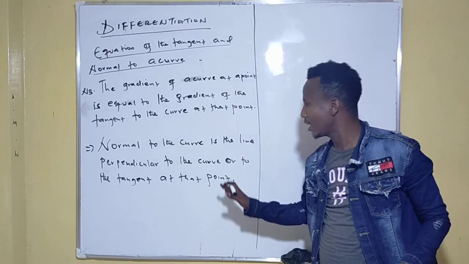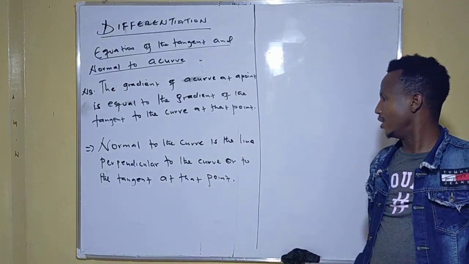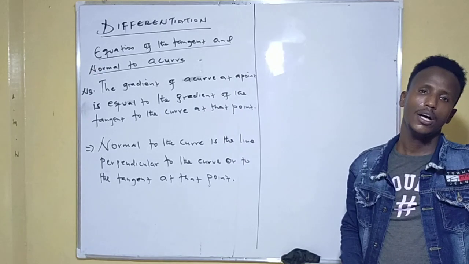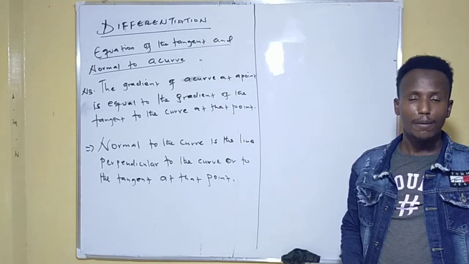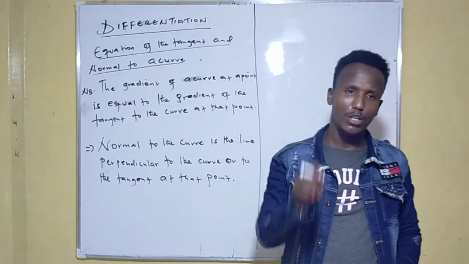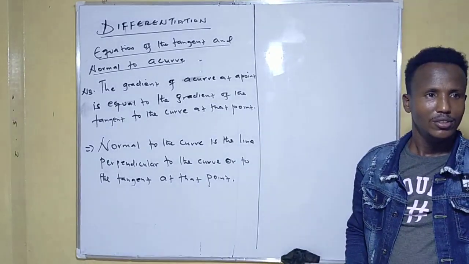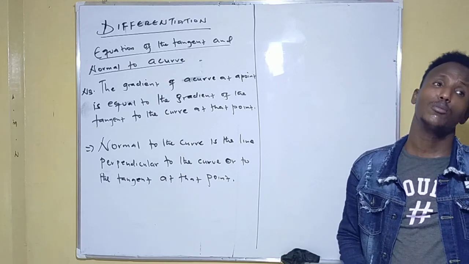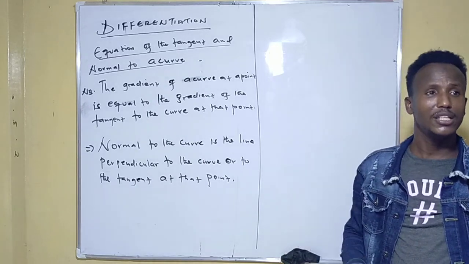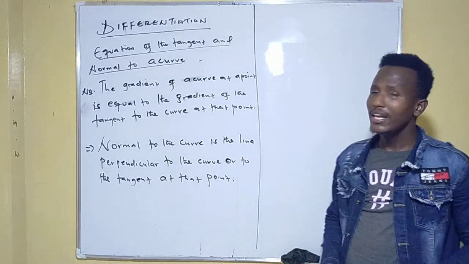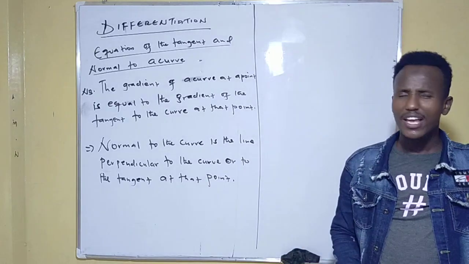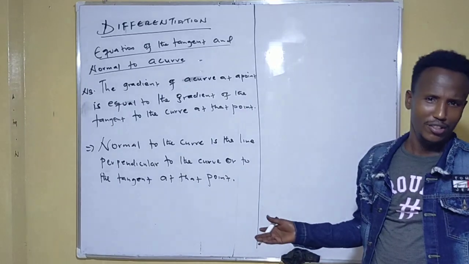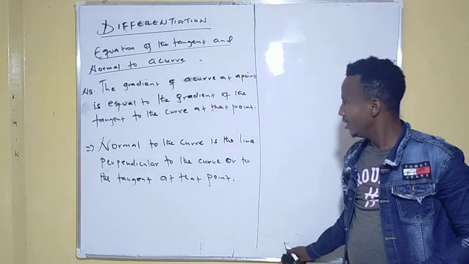So they say normal to the curve is the line perpendicular to the curve or to the tangent at that point. Two lines are perpendicular, we said in form 2, if the product of the gradients gives you -1. So if you have the gradient of the tangent or the gradient of the curve, you can get the gradient of the normal by using that principle, which says m1 times m2 is equal to -1, guys. Very, very easy. Just write this and it will help you. Make sure you write.